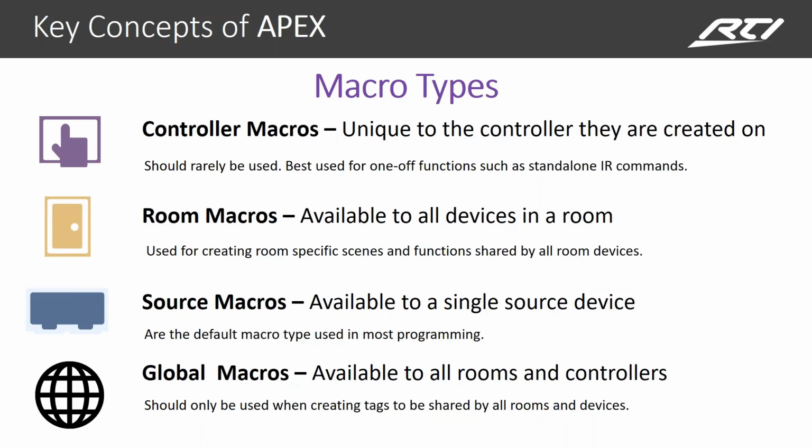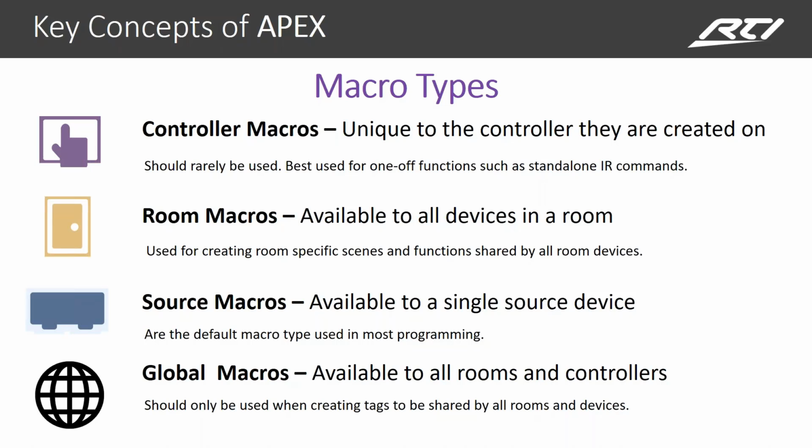Room macros are what you saw where we're doing our specific scenes. We want to share, when we want functions shared by all rooms and devices, those are our activity tags. Source macros, that's 90% of what's automatically programmed for you. That's the source, typically the transport macros and all that kind of fun stuff.